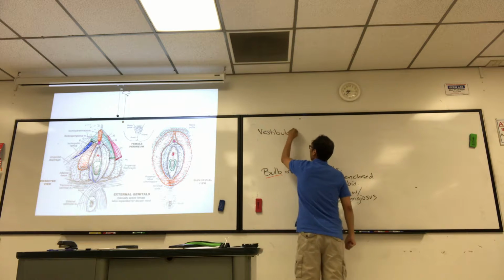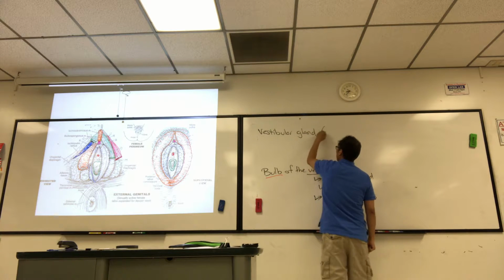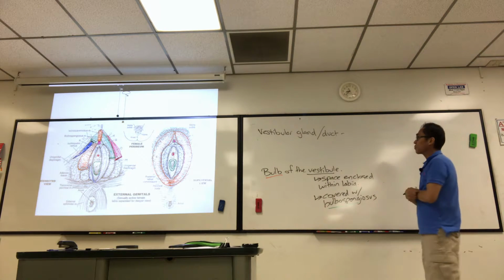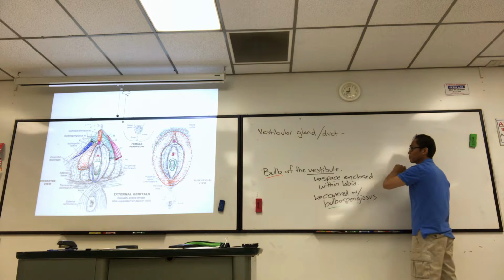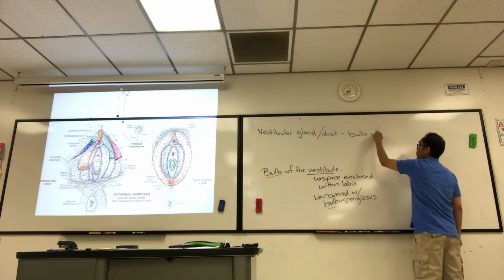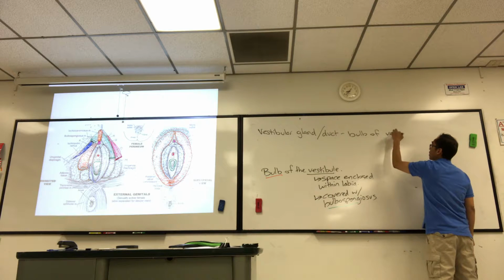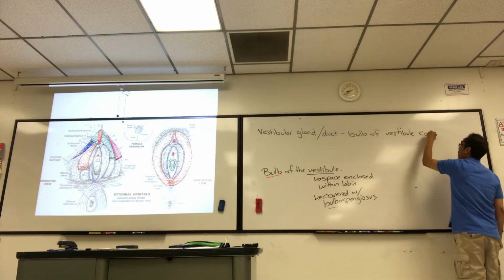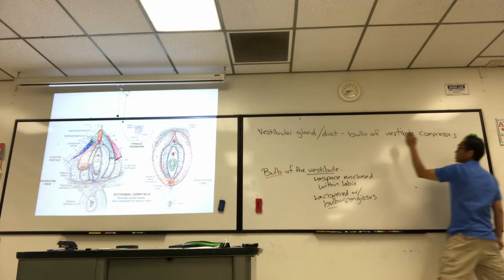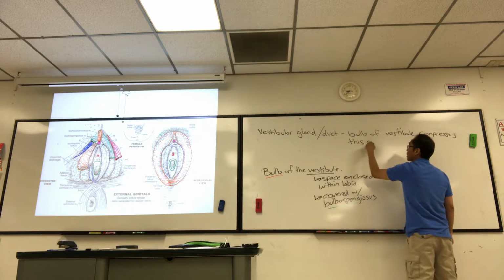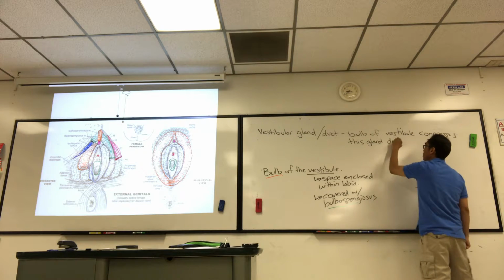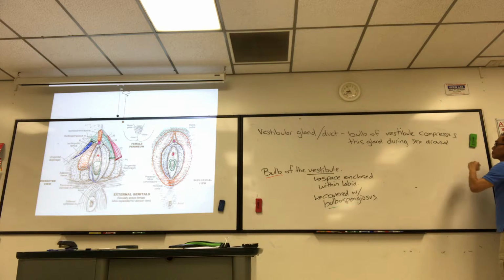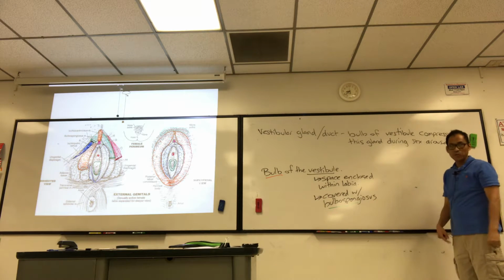Vestibular gland, and sometimes they illustrate a duct. If it's a gland, it needs a duct to secrete into the vestibule. So I'll say that the bulb of the vestibule compresses this gland during sexual arousal. Its secretions lubricate the vestibule.